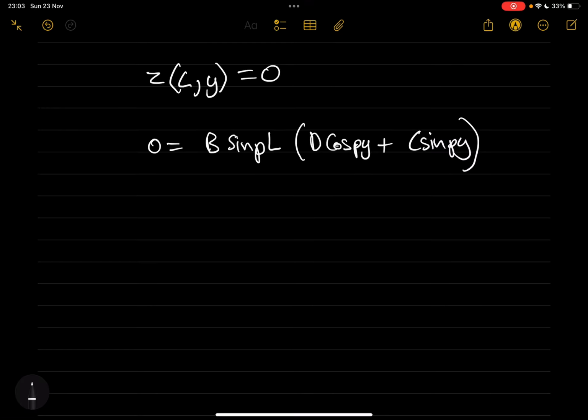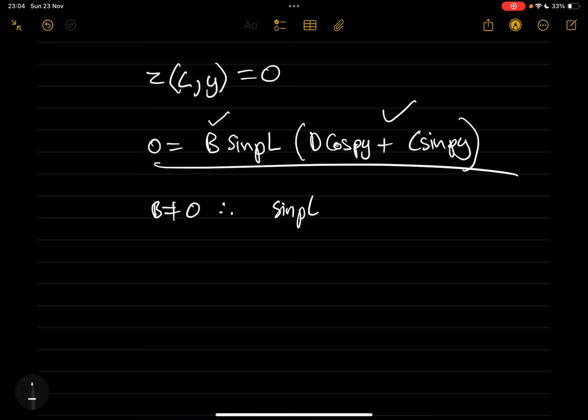But now we should be careful. Which one is 0? Obviously, we said this cannot be 0, right? And in this case, b also cannot be 0, because later on b is going to be our solution when we are evaluating the Fourier series. So at this point, we are going to say b is not equal to 0. Therefore, this is also not equal to 0, but I stated it earlier. So b is not equal to 0, which means sine pl should be 0 for this equation to be satisfied.